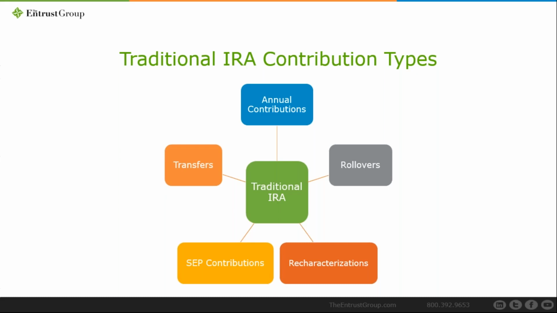Lastly, traditional IRAs can also receive a recharacterization from a Roth. But for this particular presentation, we're only going to focus on annual contributions.